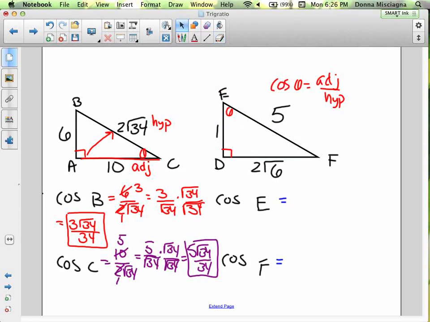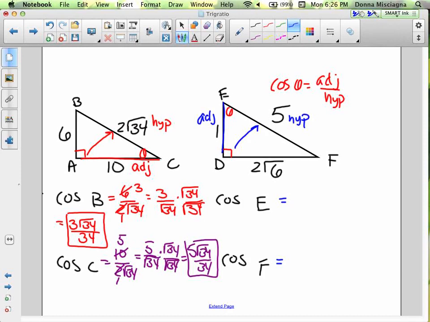All right, so hypotenuse is opposite the right angle. So 5, there's the hypotenuse. And if we're working with angle E, this side would be the adjacent side. So this is a really easy one. After doing all that work with the rationalizing and the reducing, this is just 1 over 5.